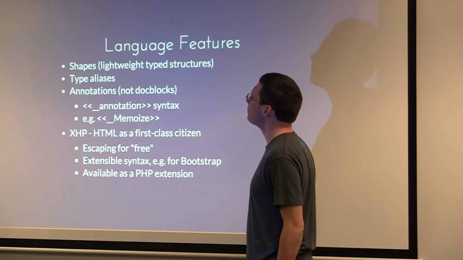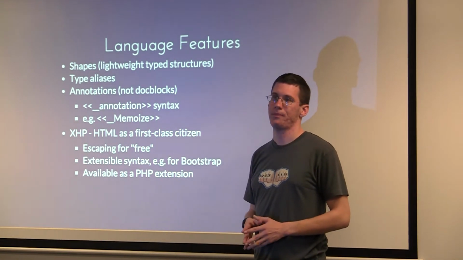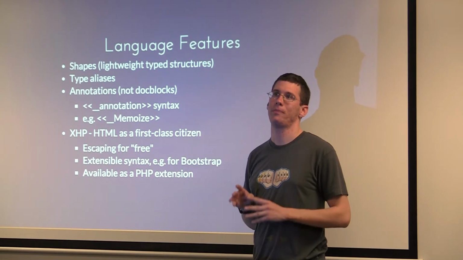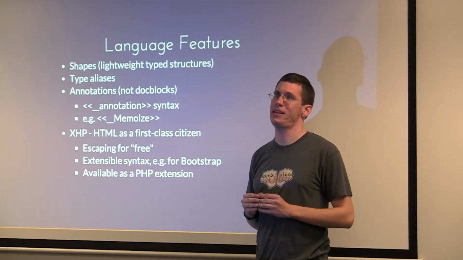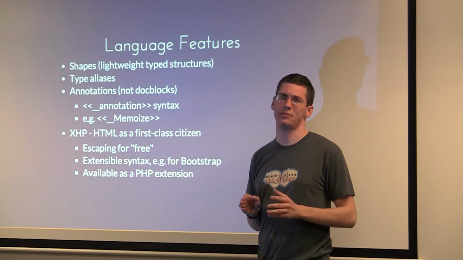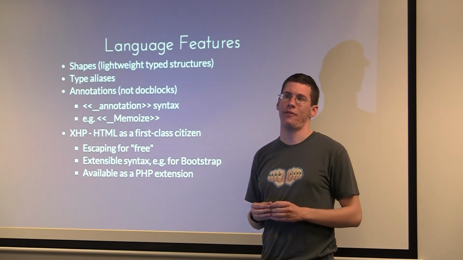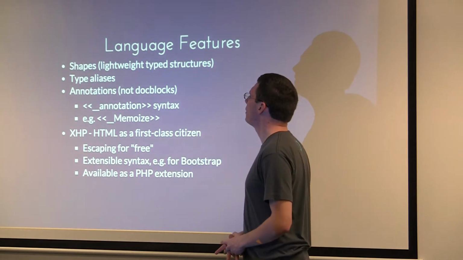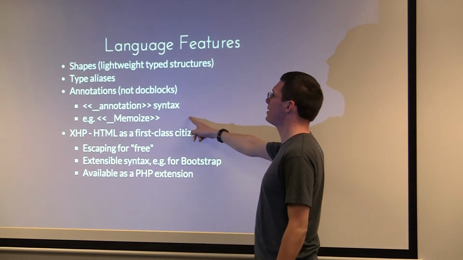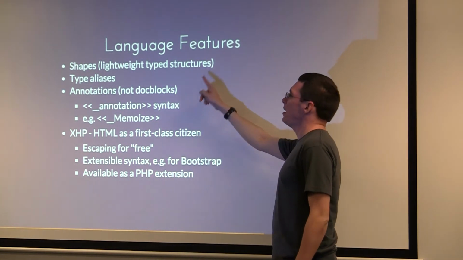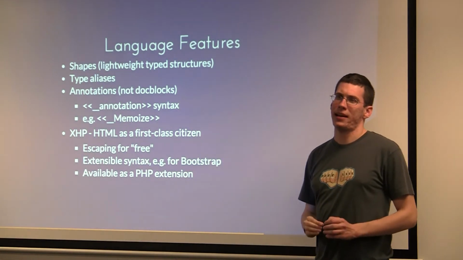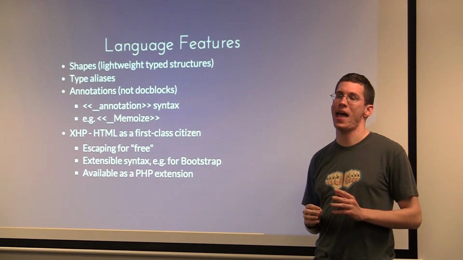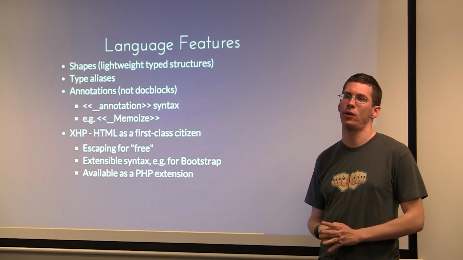Type aliases are something that I won't get into here, but you can find documentation on any Hack-specific feature. Facebook actually has some pretty good documentation on their site. So you've got this annotation syntax. Notice that this is not your doc block annotations. This is something that gets parsed by HHVM on Hack code only.